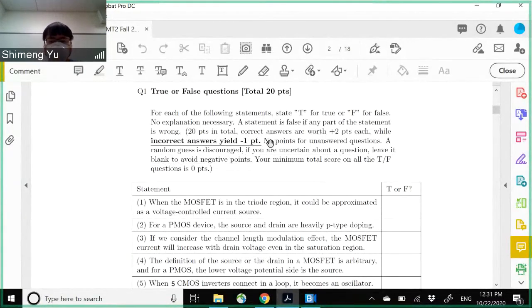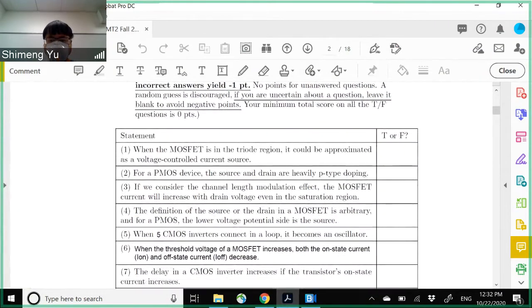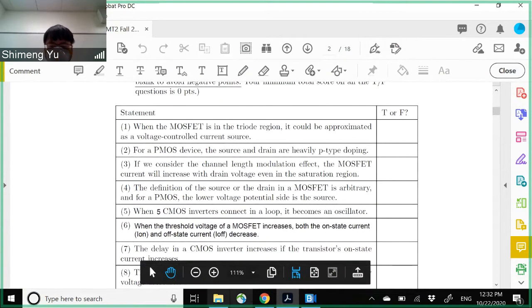Here again, the correct answers are worth 2 points. Incorrect answers will result in -1 point. So if you are uncertain, please leave it blank to avoid these negative points. This is to discourage random guessing. All right, so pay attention to this policy. And then let's get started.